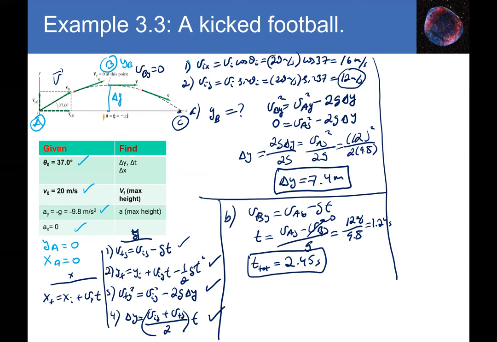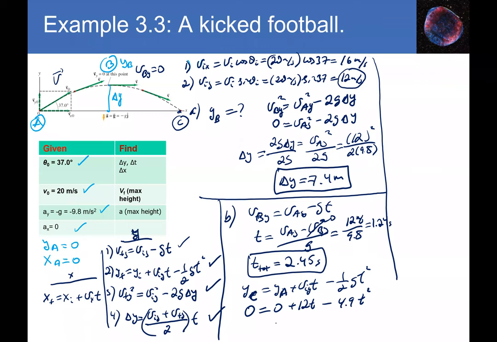Okay. Now, I could have done the same thing by solving a little bit differently, using equation 2 to solve this in one step. So Y final equals Y initial plus V initial in the Y times time minus 1/2 GT squared. Well, Y final is point C, Y initial is point A. But what are point C and point A in the vertical direction? Well, it's 0. So 0 equals 0 plus 12 times t minus half of g, so it's 4.9 t squared.